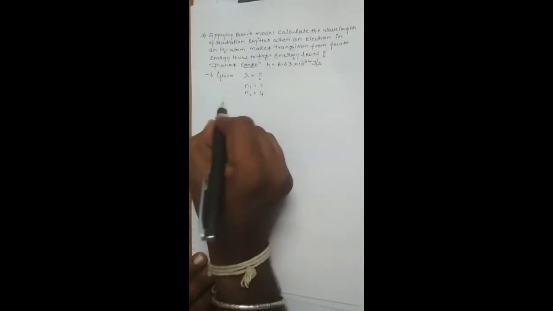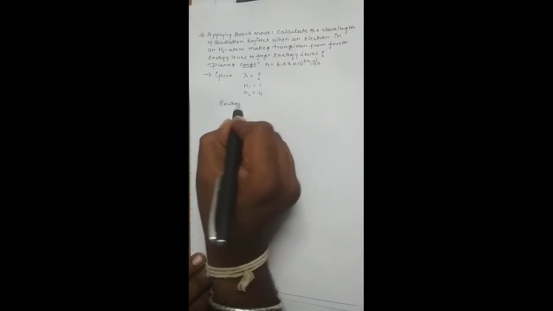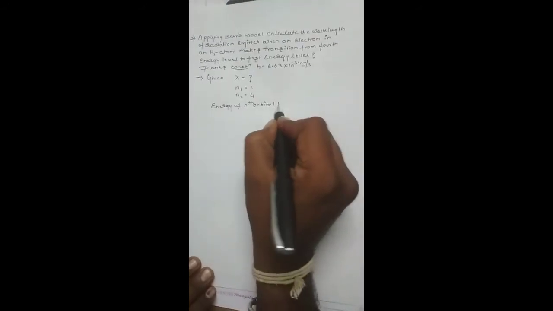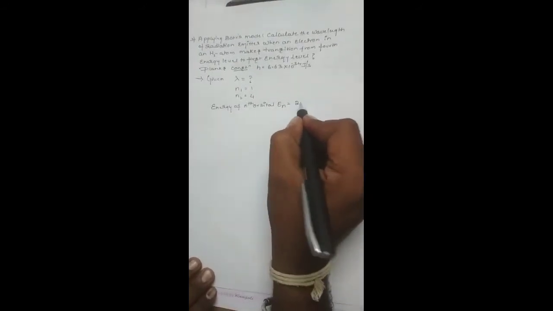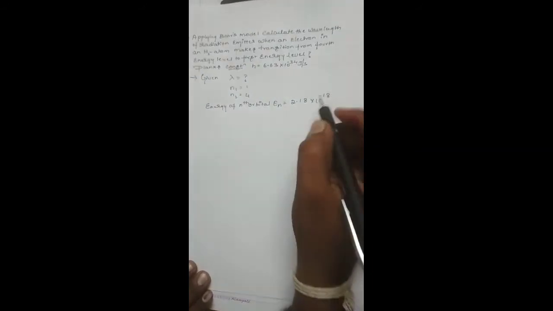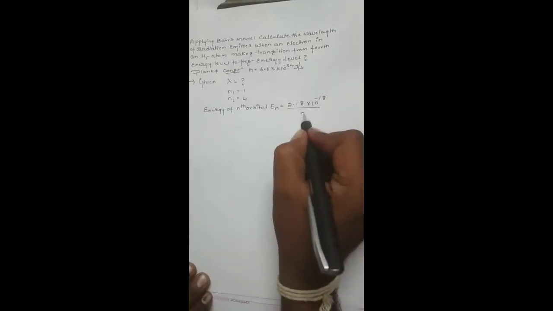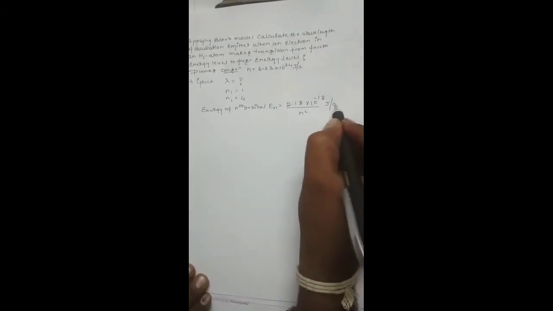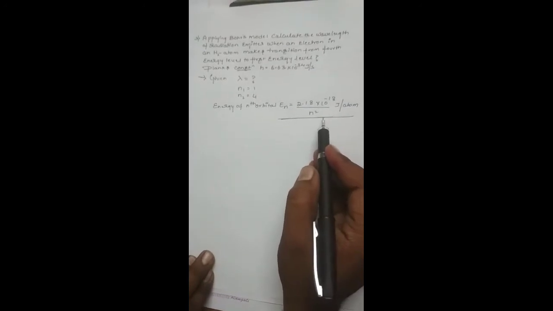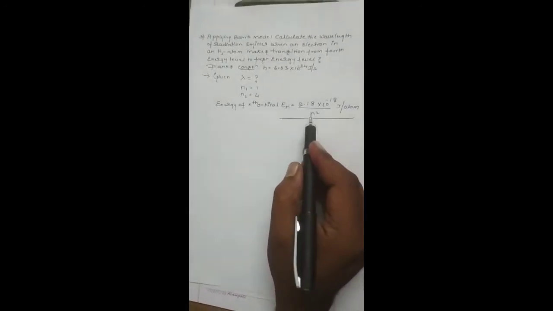We have the formula for the energy of the nth orbital: En is equal to 2.18 into 10 to the power of minus 18 by n square joules per atom. This is the formula. In further videos I will show how we get the 2.18. Okay, this is the formula.